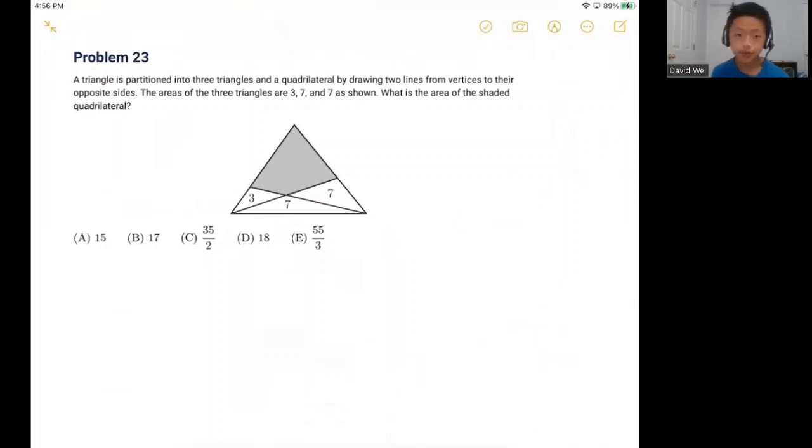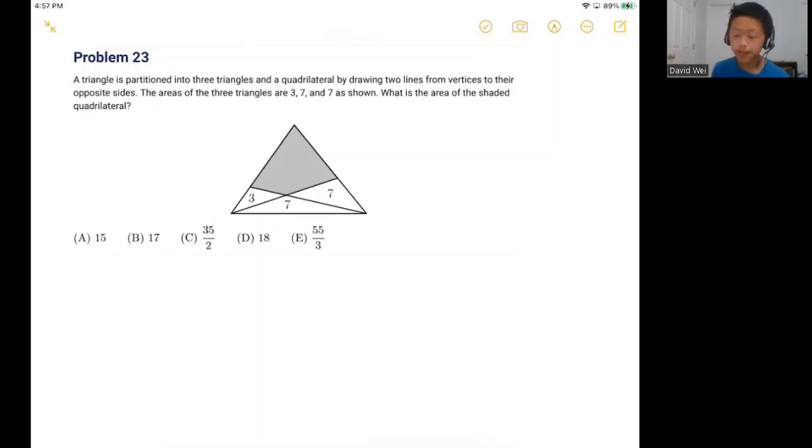This question actually involves something called mass points. I think we talked about mass points before, so hopefully you remember. If you don't, hopefully this question will refresh your memory on how it works. A triangle is partitioned into 3 triangles and a quadrilateral by drawing 2 lines from vertices to their opposite sides. The areas of the 3 triangles are 3, 7, 7 as shown. What is the area of the shaded quadrilateral?